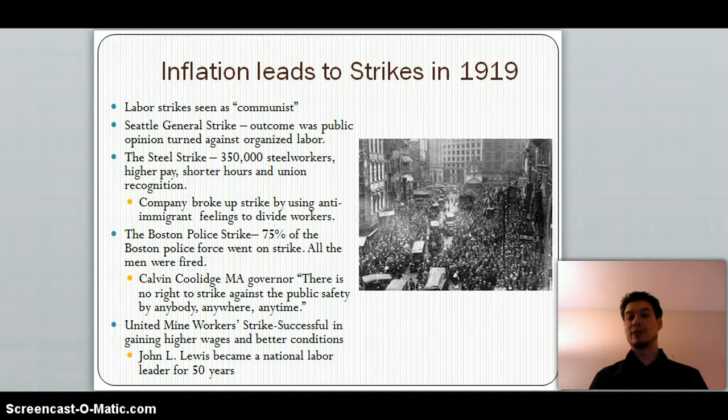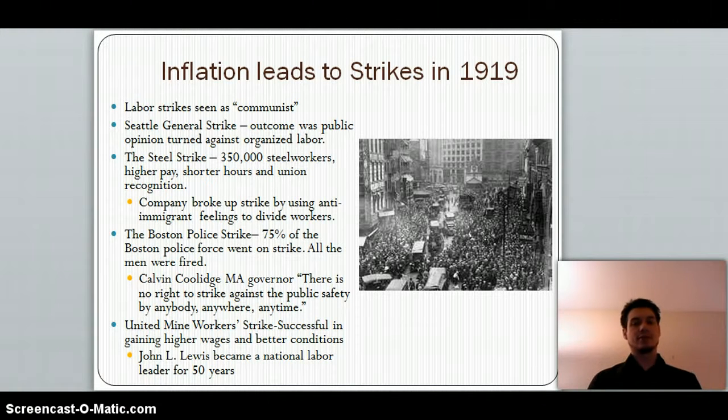We have the Boston police strike. We have literally 75% of the Boston police force on strike. So Calvin Coolidge, also known as Cool Cal, being the governor of Massachusetts, says there's no right to strike against the public safety by anybody, anywhere, anytime. And so, of course, he does fire the men that go on strike. And that is a failure as well.